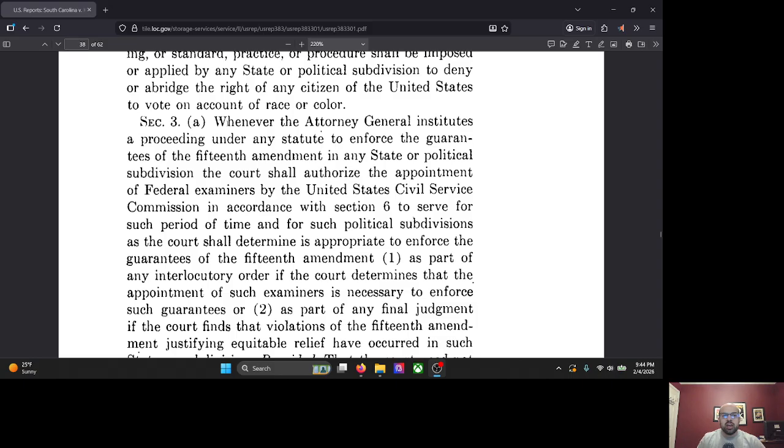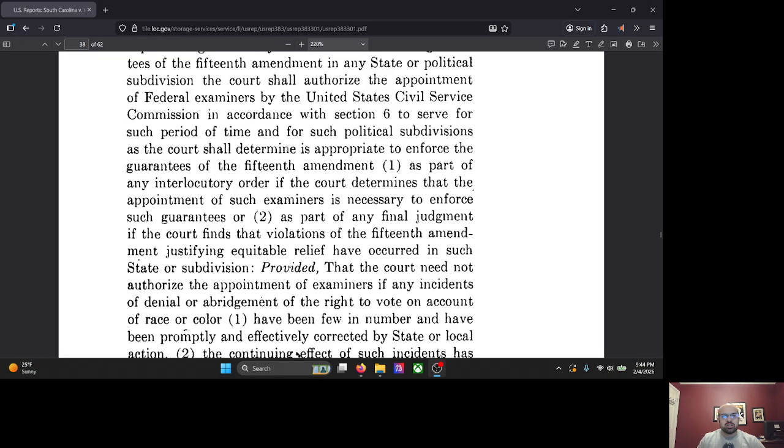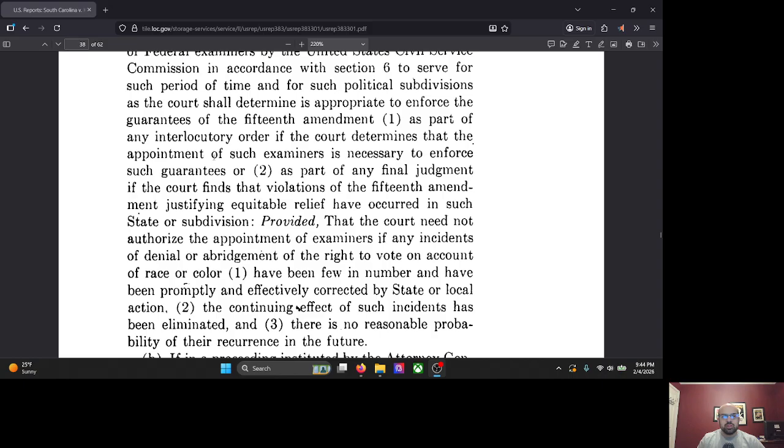Section 3. A. Whenever the Attorney General institutes a proceeding under any statute to enforce the guarantees of the 15th Amendment in any state or political subdivision, the court shall authorize the appointment of federal examiners by the United States Civil Service Commission in accordance with Section 6 to serve for such period of time and for such political subdivisions as the court shall determine is appropriate to enforce the guarantees of the 15th Amendment. 1. As part of an interlocutory order, if the court determines that the appointment of such examiners is necessary to enforce such guarantees, or 2.